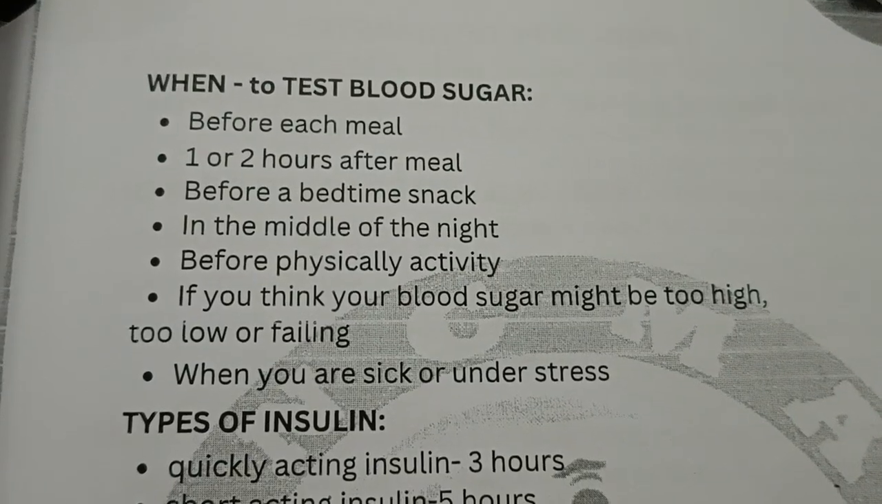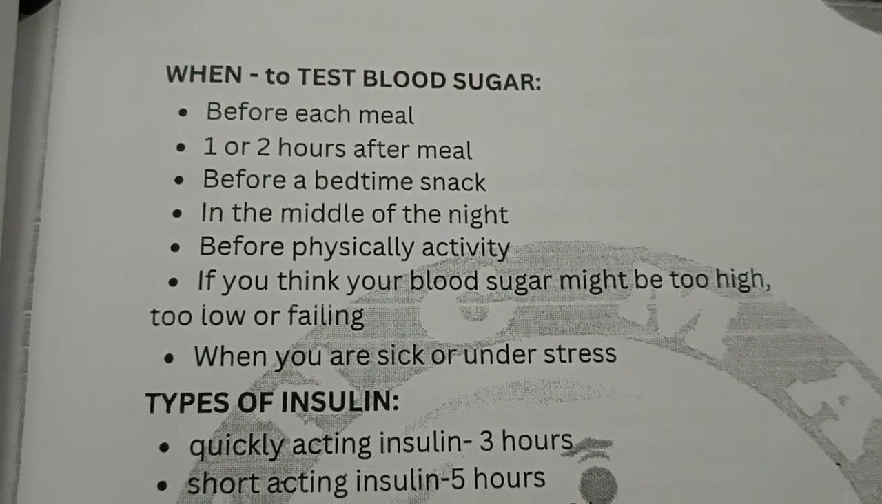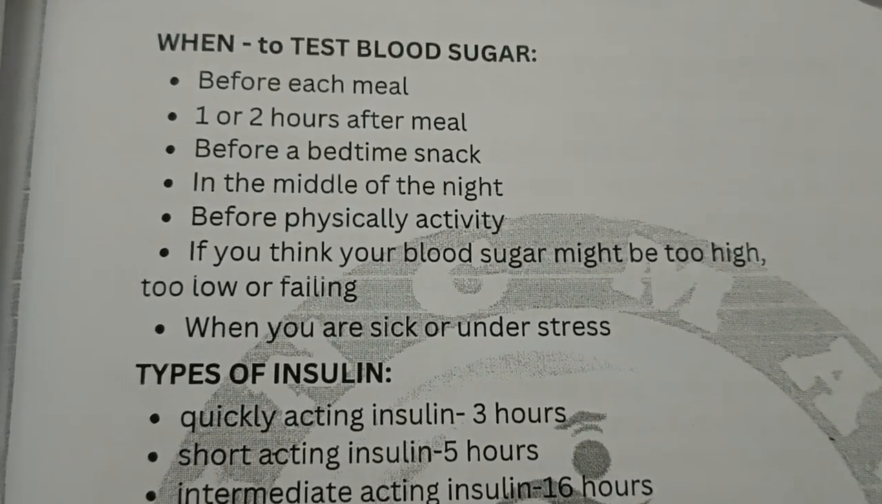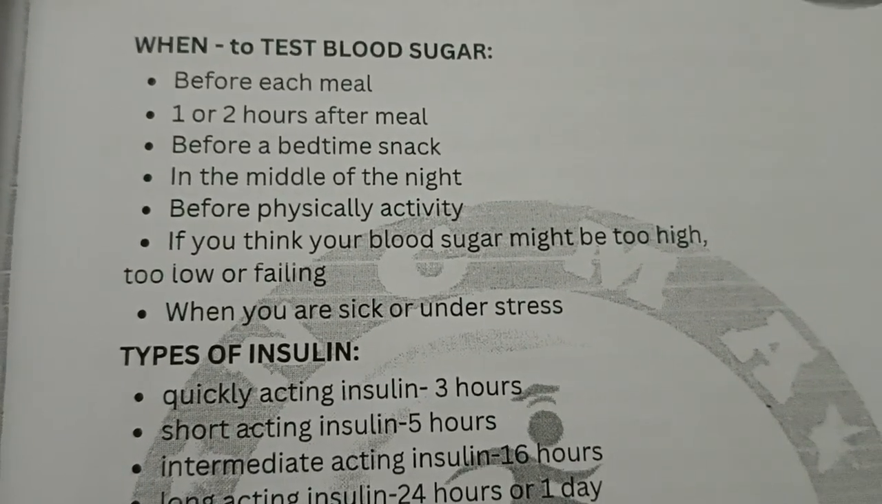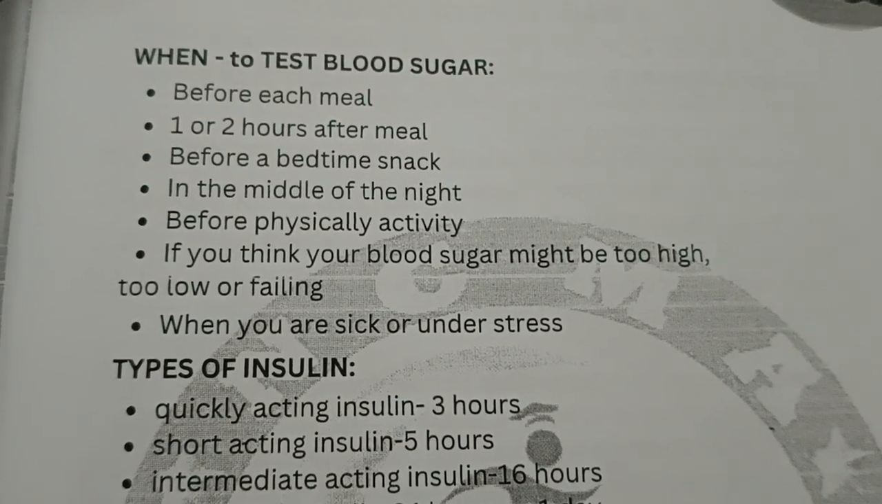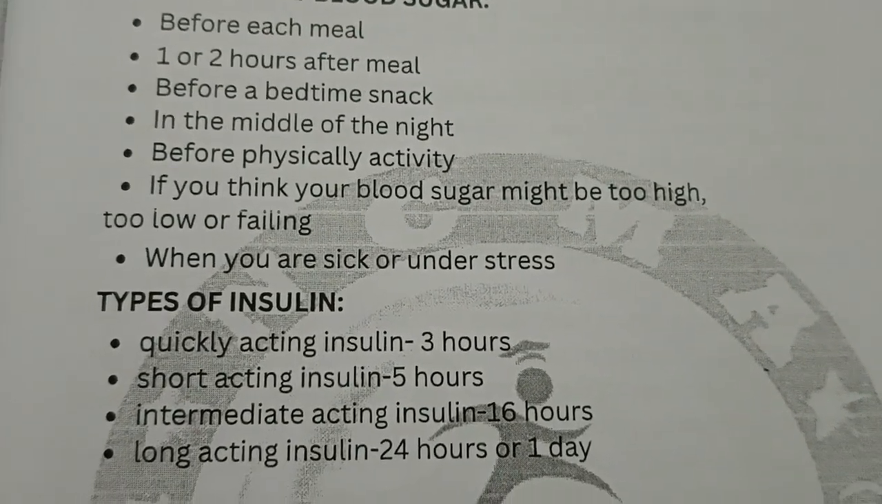When to test blood sugar: before each meal, 1 or 2 hours after a meal, before a bedtime snack, in the middle of the night, before physical activity, if you think your blood sugar might be too high, too low, or falling, when you're sick, and under stress.